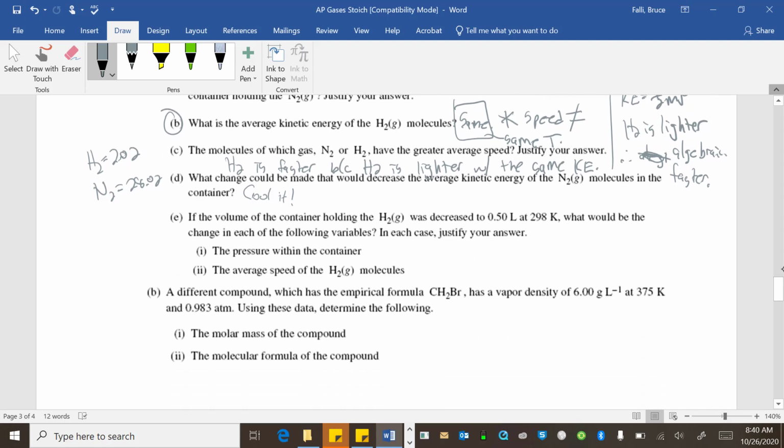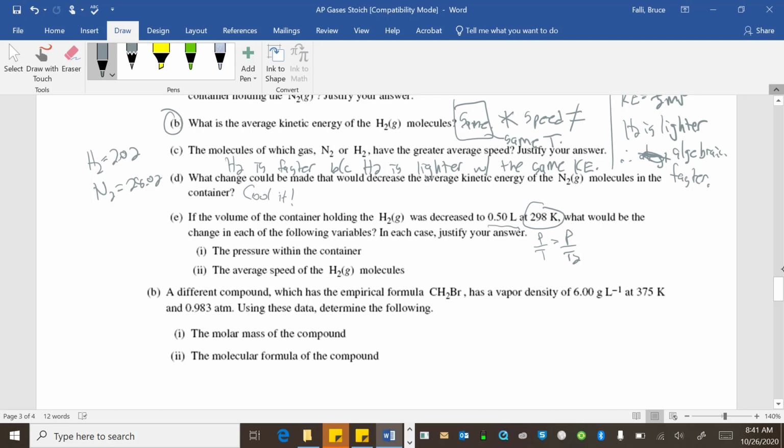If the volume of the container holding H2 was decreased to 0.5 at 298 K. So notice that temperature is going to be the same, but we change the volume. What would be the change in each of the following variables? In each case, justify your answer. Okay, so what we can do is write the equations for it. P1 over T1 equals P2 over T2, and then say algebraically.